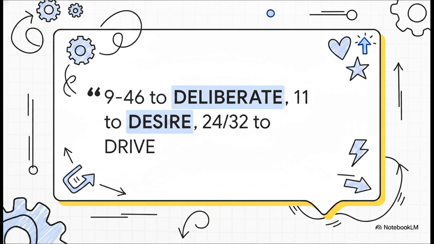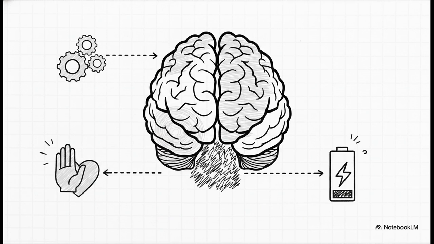Just remember, 946 to deliberate, 11 to desire, and 2432 to drive. Let's break down what that actually means in practice. These three zones parse out our very highest cognitive functions. First, the dorsolateral zone, areas 9 and 46, is where we deliberate. It handles working memory, planning, and set shifting. Second, the orbitofrontal cortex, area 11, regulates impulses, desire, and social judgment. And third, the medial and anterior cingulate, areas 24 and 32, provides our baseline drive, motivation, and conflict monitoring. Three zones, three totally unique jobs.